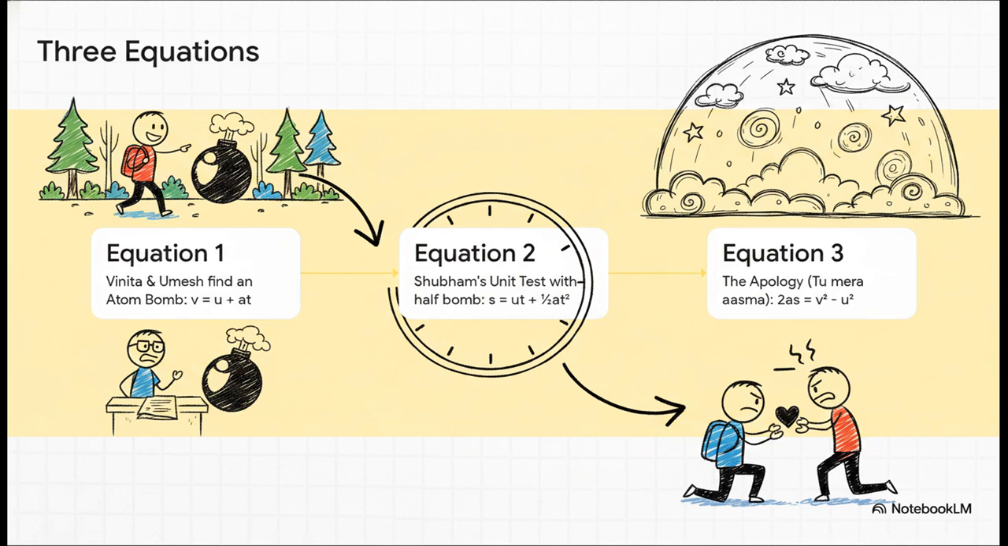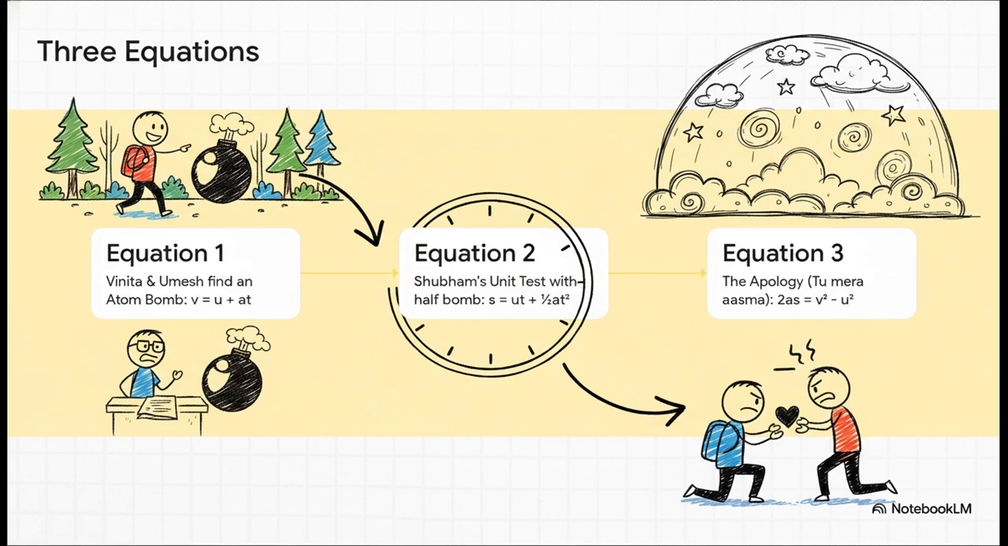Then, they decide to give half of that atom bomb to their friend Shubham, who is sitting there incredibly nervous for his unit test, or UT. Shubham taking his UT with half an atom bomb gives us the second equation, S equals UT plus half AT squared.